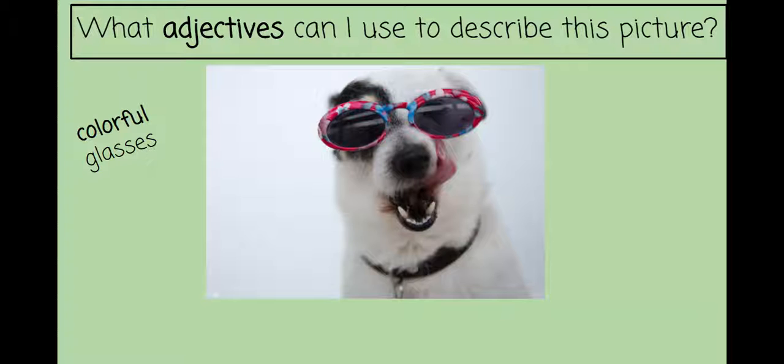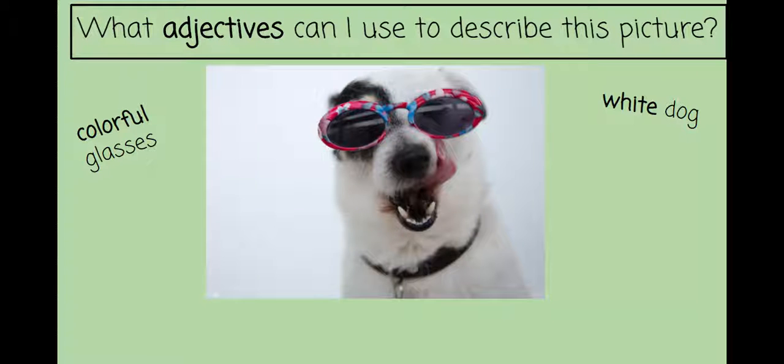The next thing I notice is that there is a dog. But I just don't want to say the dog. How would I describe this dog? I can talk about the color of the dog. The dog is a white dog. So there's a white dog. White is the adjective to describe that dog.